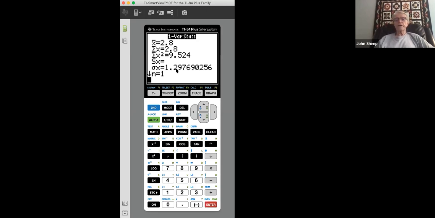Just to step through it one more time: for a given random variable probability distribution with x's and probabilities, you're going to put the x's in list 1 and the probabilities in list 2. Remember, that's under stat, enter to get to the list. Then you're going to run 1-var stats, which is stat, right arrow to calc, enter, and for the list, you're going to put L1. For the frequency list, you're going to put L2. If you have stat wizards on, it'll indicate those things.